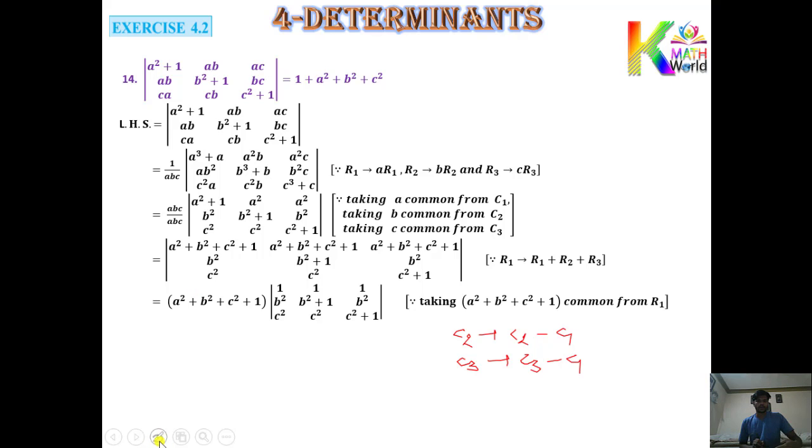Okay, so you got this one subtracted here, so 1 minus 1 is 0. b square subtracted here, so only 1 left. c square subtracted here, so 0 left. Okay, one subtracted here, so 1 minus 1 is 0. b square subtracted here, so b square minus b square is 0. c square subtracted here, so c square cancels out, so only 1 left.